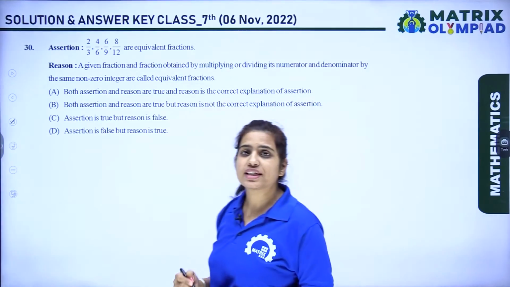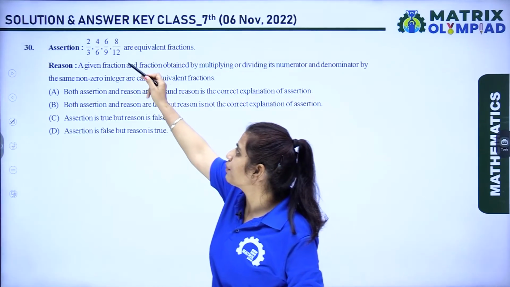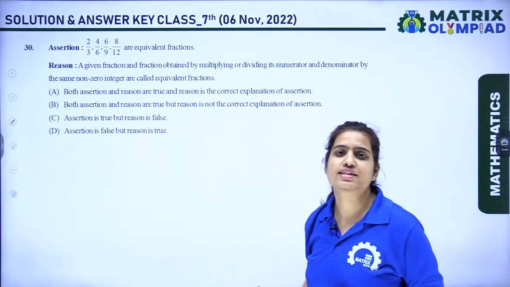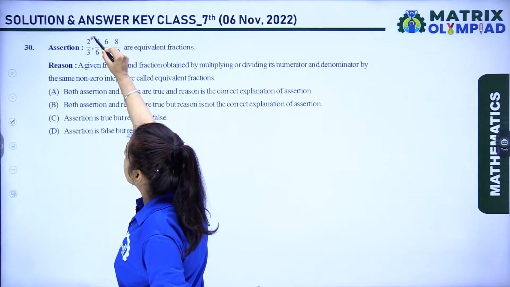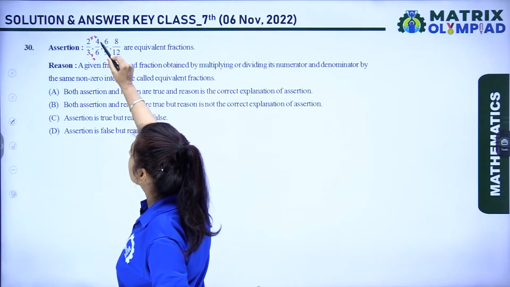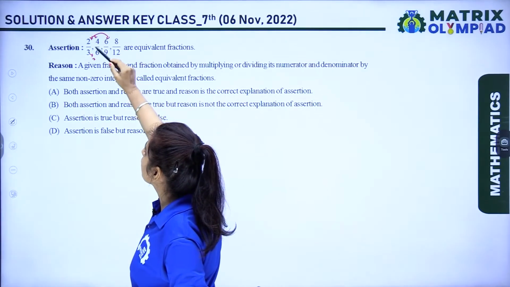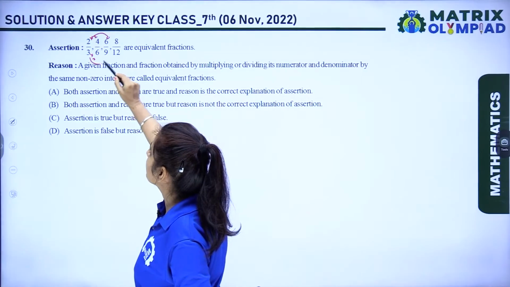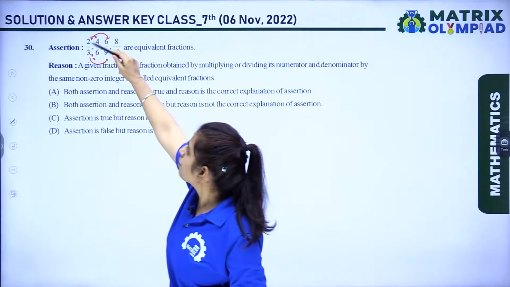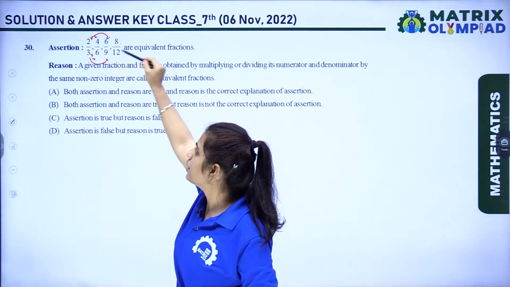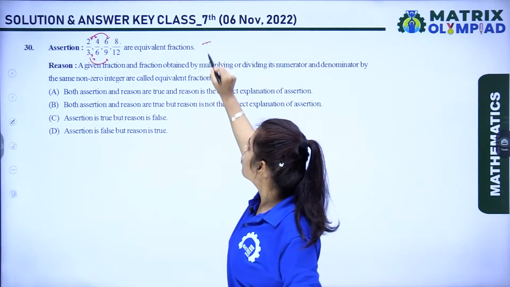In question number 30, it says that 2 upon 3, 4 upon 6, 6 upon 9, 8 upon 12 are equivalent fractions. Yes, they are equivalent fractions. 2 multiplied by 2, 3 multiplied by 2 gives 4 upon 6. If we multiply 2 by 3, we get 6, and in the same way 3 multiplied by 3, we get 9. 2 multiplied by 4, we get 8. 3 multiplied by 4, we get 12. So the assertion is true.